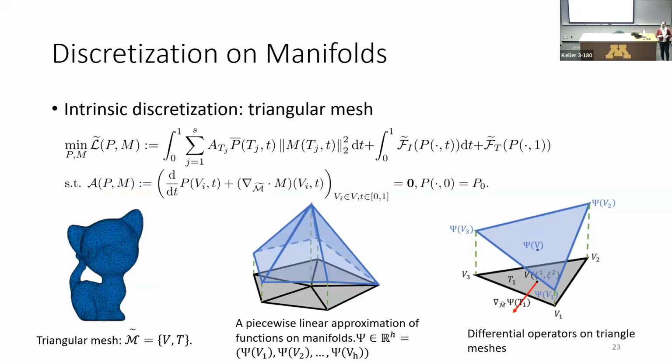So the numerical method and results currently can only apply to two-dimensional manifolds with triangular mesh. What we do is we get the triangular mesh and do a piecewise linear approximation of the function rho and a piecewise constant approximation of the momentum m. And by doing this discretization, we can formulate the discrete problem, and it preserves the linearity of the constraint and the convexity of the objective.